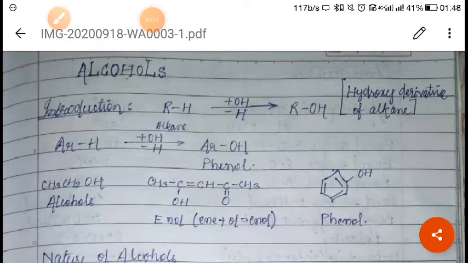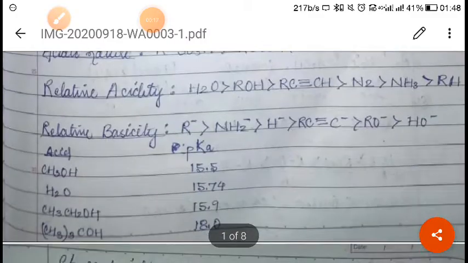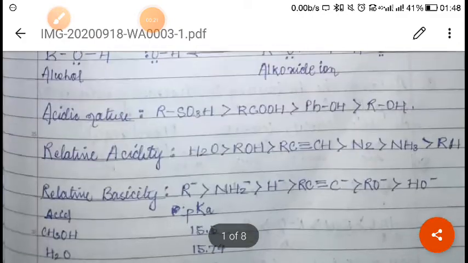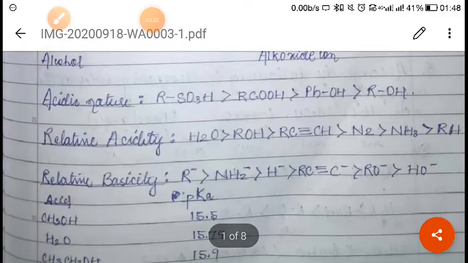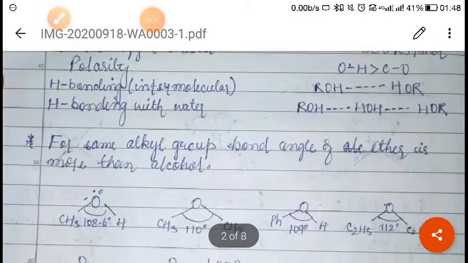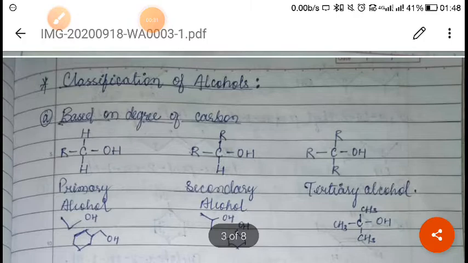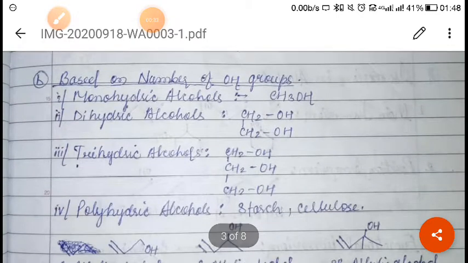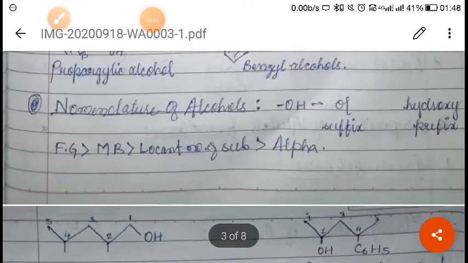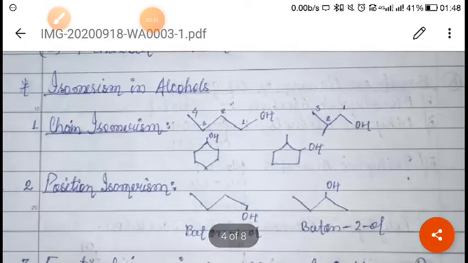In the last class, we have done the introduction, nature of alcohol, reactivity and basicity, and acidic nature. We have seen relative acidity and relative basicity. We have also seen the classification, and after that the nomenclature. Now we will see isomers in alcohol.